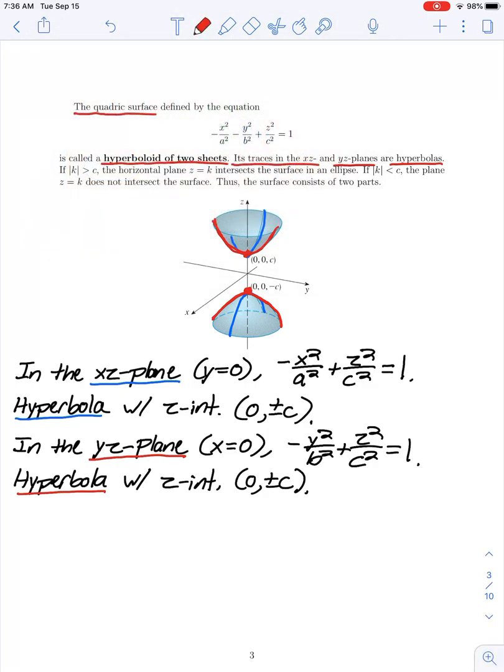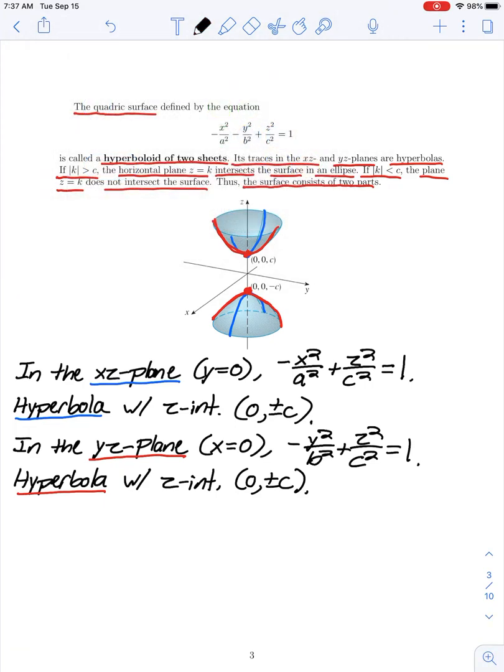So here, I mentioned if the magnitude of k is greater than c, then the horizontal plane z equals k would intersect this surface in an ellipse. However, if the magnitude of k is less than c, then the plane z equals k does not intersect this surface, and hence it consists of two parts. So let's see if we can justify that.